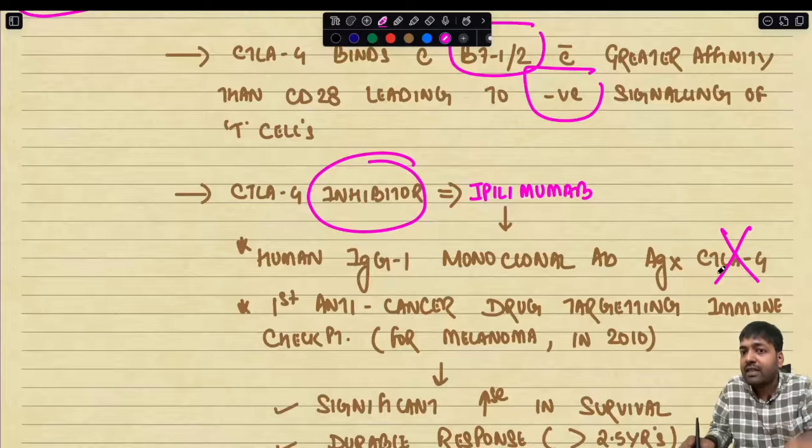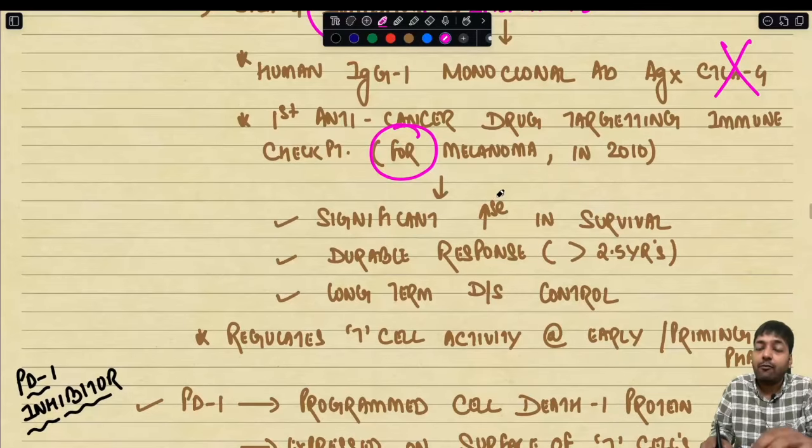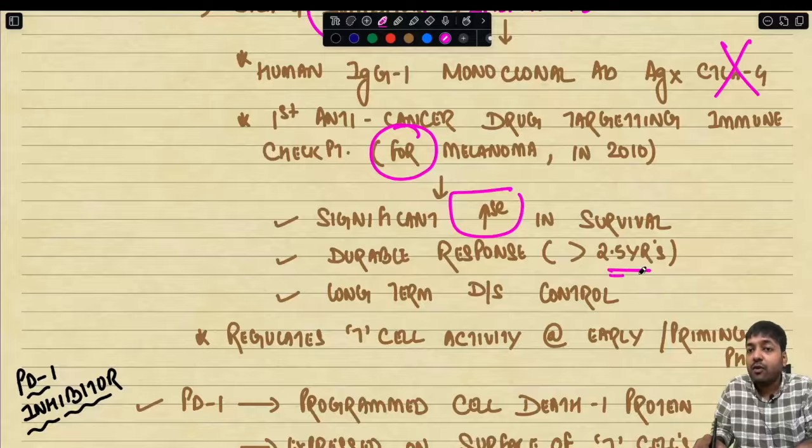They will go and block the CTLA4. It is the first anti-cancer drug targeting the immune checkpoint, and it was devised and approved for melanoma in 2010. After using this drug, it was seen that it significantly increased survival, with a durable response for more than 2.5 years and long-term disease control.